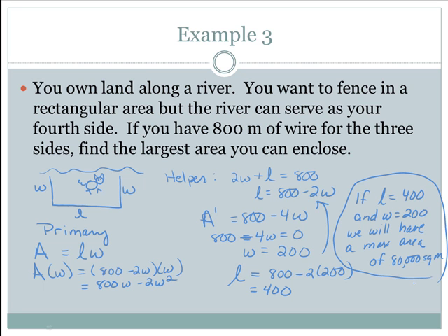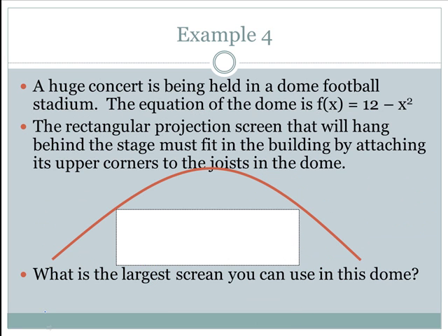Alright, now let's get something totally different going. So we have this huge concert that's going up in the Dome football stadium. And 12 minus x squared is the equation of the red dome here. And we're going to hang the projection screen from this point and this point. And so we need to know how long to make it in order to build the largest screen and make it the right size.